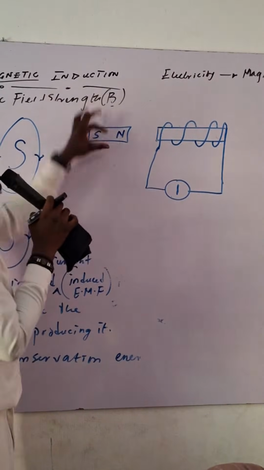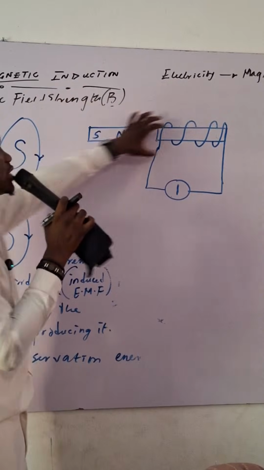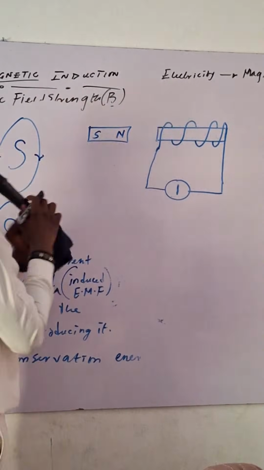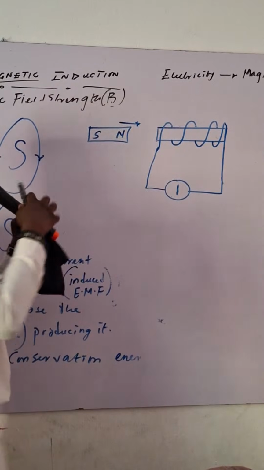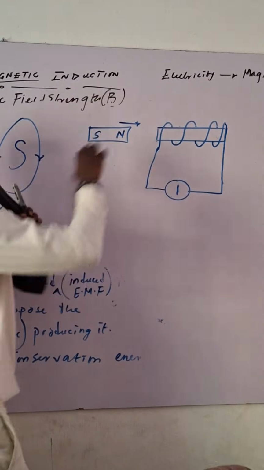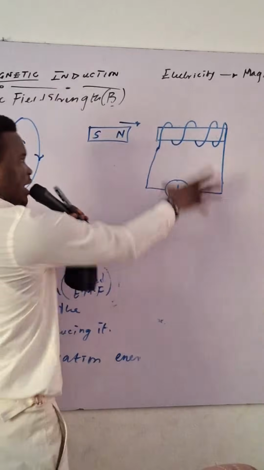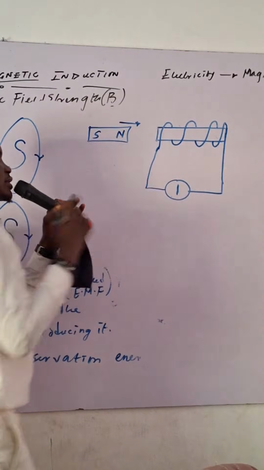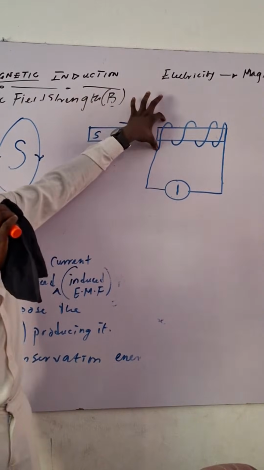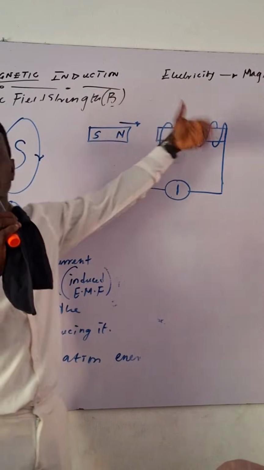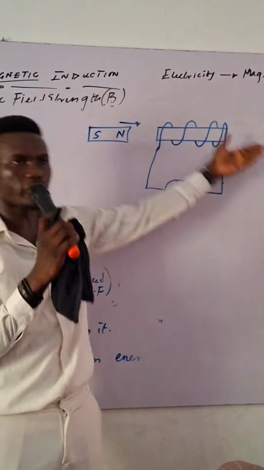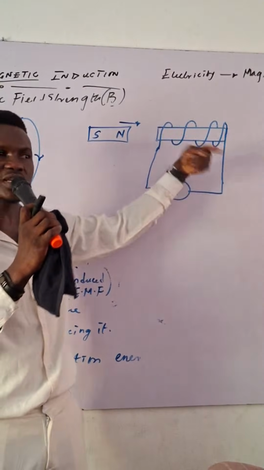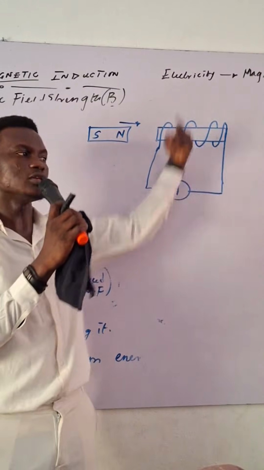So now I'm bringing the north pole of this magnet into the coil. Why bring the north pole of this magnet into the coil? Normally there's no current. But by bringing the magnet into the coil, there will be a change in flux. And as a result of the change in flux, there will be an induced EMF. That means there will be an induced current.